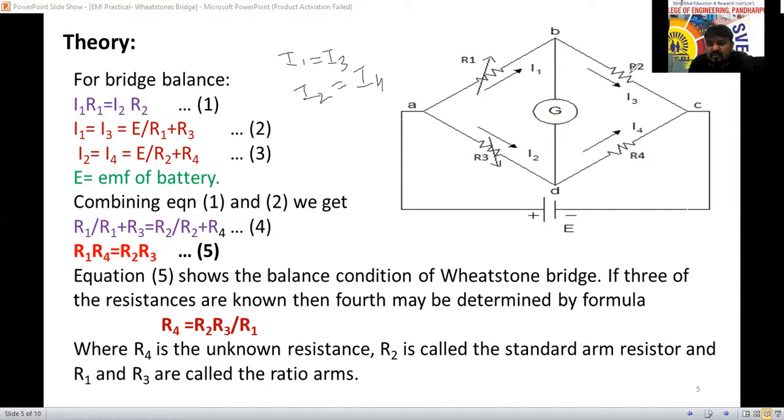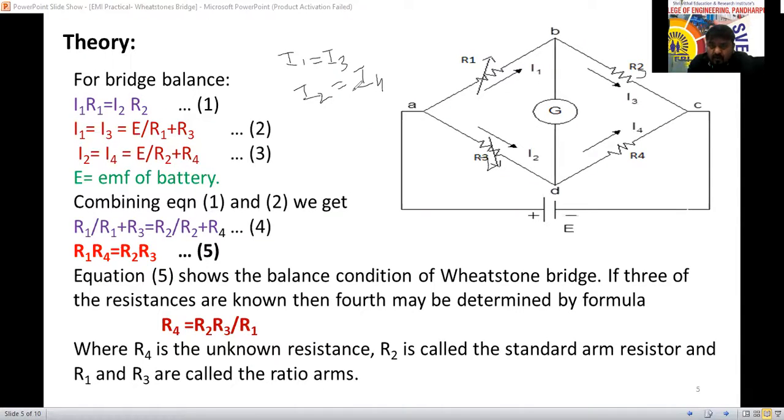Actually, they have made one mistake here. This one they have to consider as R3 and this one they have to consider as R2. Then it will become easy. The current flowing through R2 is I2 like that. Okay, whatever it may be, both are the same, you can consider anything.